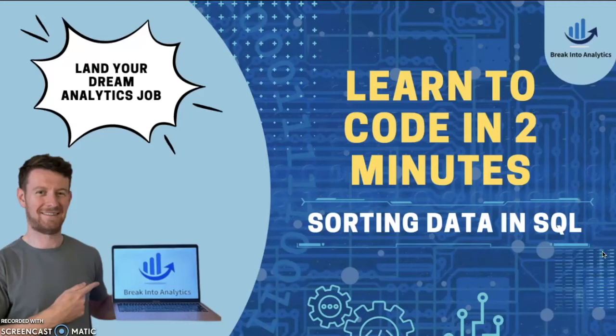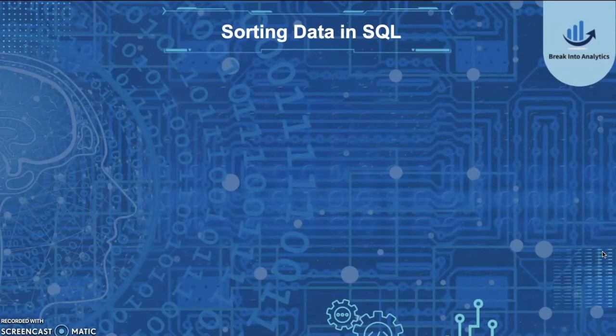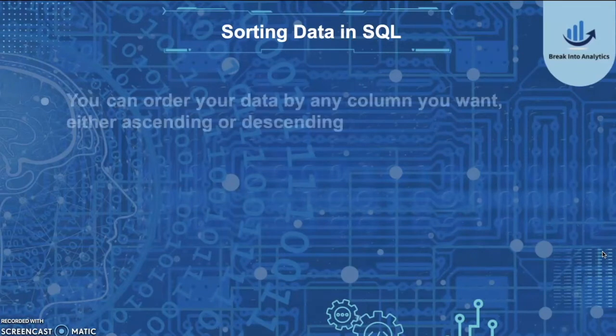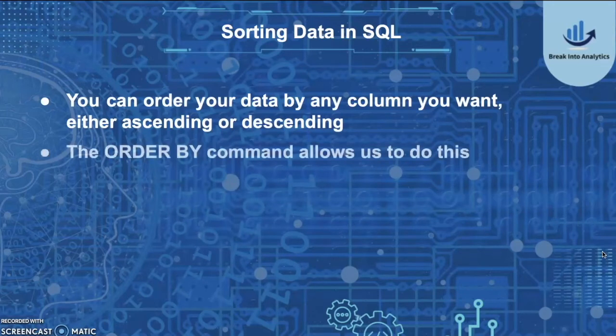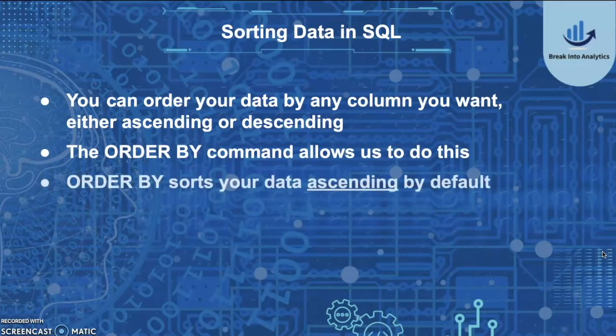Hey everyone, today's 2-minute tutorial is going to look at how we sort our data in SQL. So, how do we sort data in SQL? You can order your data by any column that you want, either ascending or descending. The order by command in SQL allows us to do this. And note that the order by command sorts your data ascending by default.